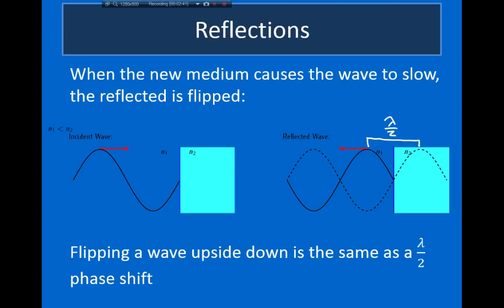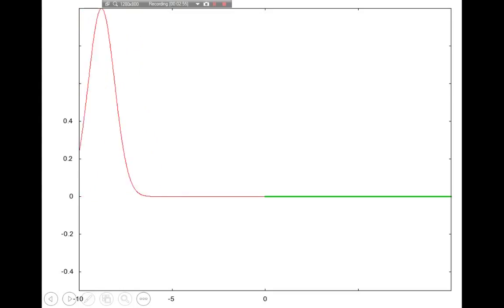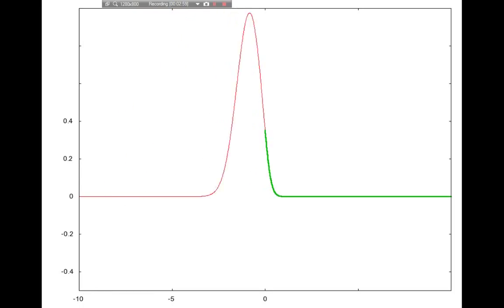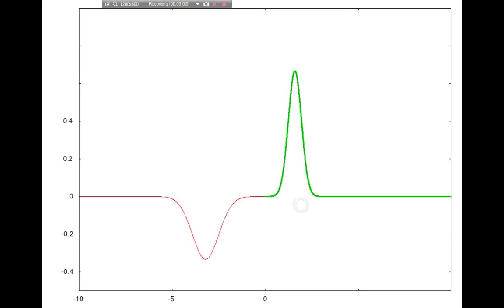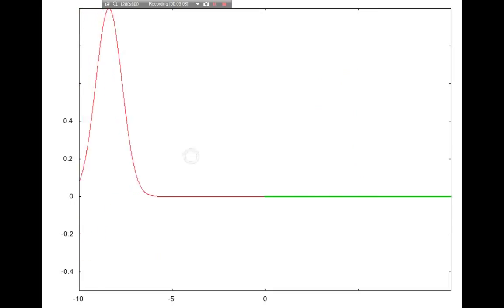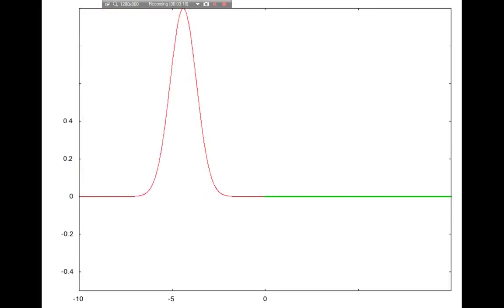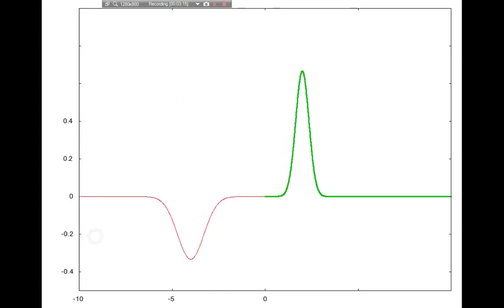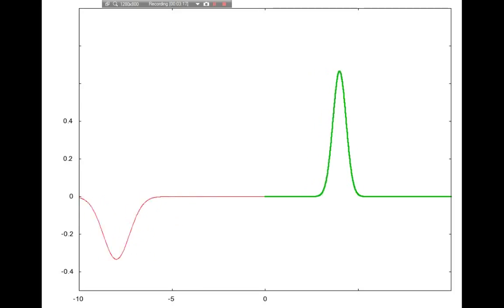So anytime a wave moves from a material with a lower index of refraction into a material with a higher index of refraction, this causes a phase shift that is equal to 1/2 of a wavelength. And just to illustrate this, I solved the wave equation for a wave that's traveling through a material with a low index of refraction into a material with a higher index of refraction. You can see here that we had this pulse that was moving towards the right, and when it reaches this green line, we'll get a smaller pulse that continues to travel through, and we'll get a reflected pulse which is flipped upside down and traveling in the opposite direction.